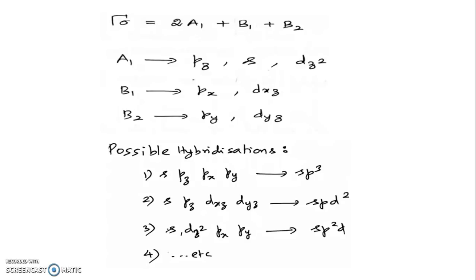Now it is our duty to identify the correct or suitable hybridization. Since the central atom is oxygen, the oxygen valence shell has only 2s and 2p orbitals. It does not have d orbitals, therefore the suitable hybridization in this case is the sp3 hybridization.